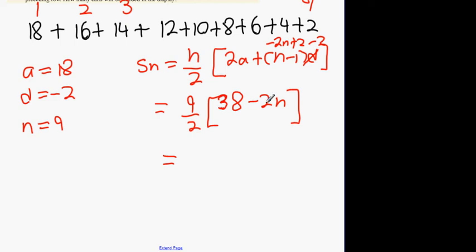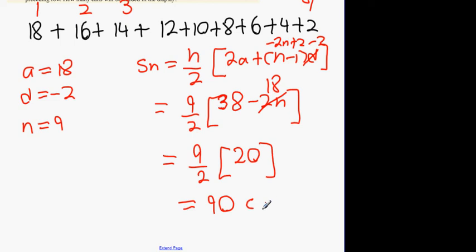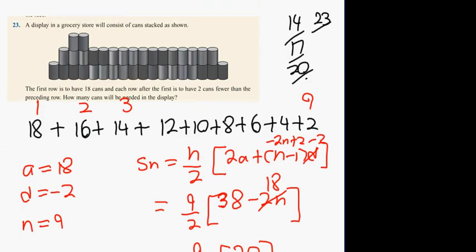That's a 9 there, so 2 times n is 18, so it's going to be 9 over 2 times 20, and then we're going to have 180 divided by 2 is 90 cans. Okay, so that's the answer to 23. So 14, 17, 20, 23 are the questions we've done so far.